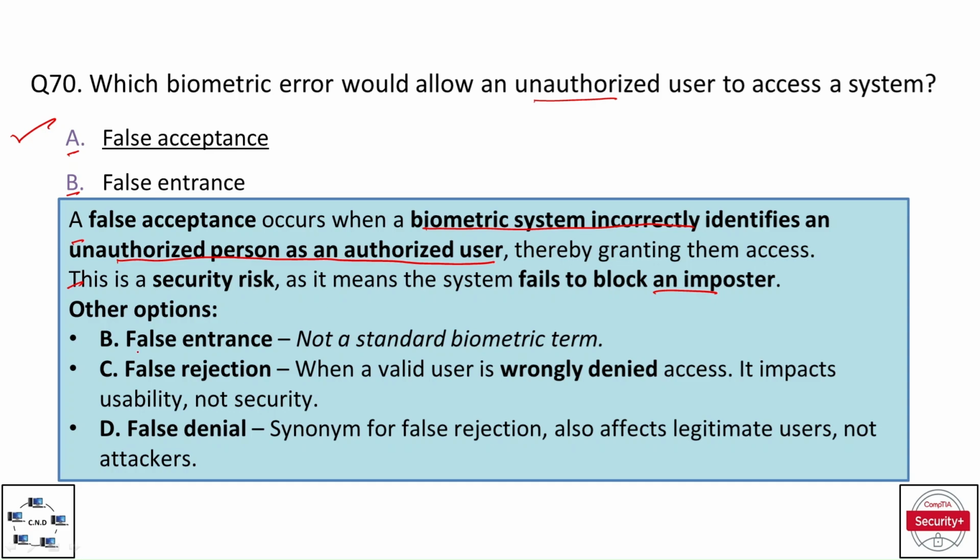So the other options. Option B, false entrance, is not a standard biometric term. Option C, false rejection, is when a valid user is wrongly denied access. It impacts usability, not security. And option D, false denial, is a synonym for false rejection, also affects legitimate users, not attackers.